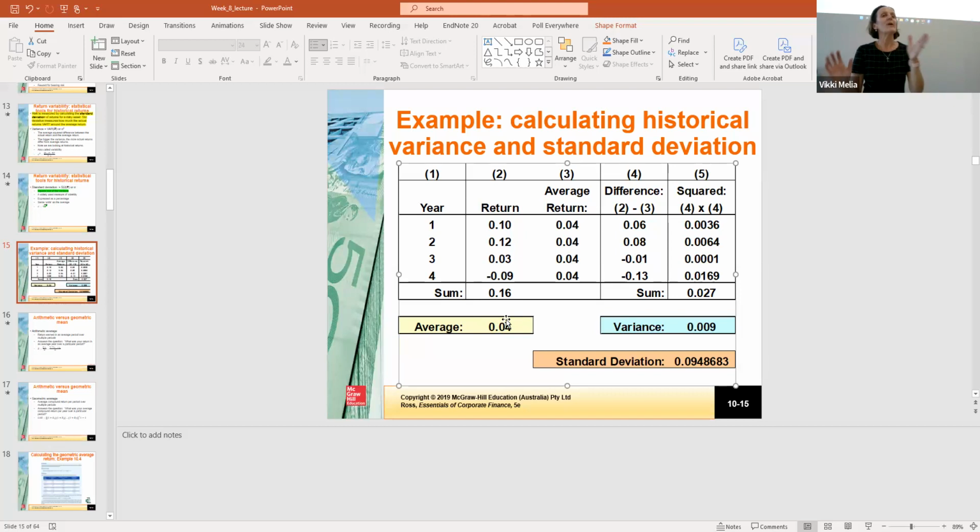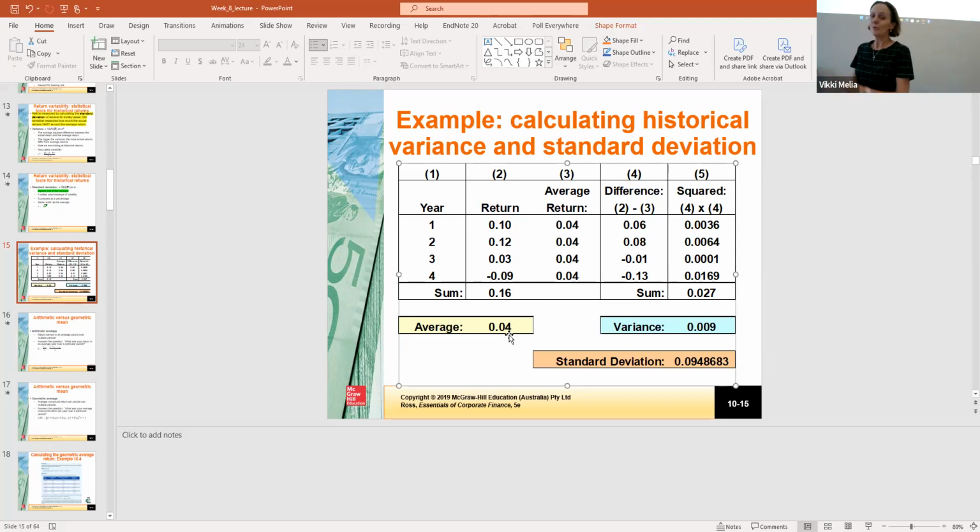So that should always be our first step. We have the historical returns. Step 1, calculate the average return. So add them all together and divide by the number of observations. So add the returns. We got 0.16. There are 4 pieces of data. So divide that by 4 and you get an average return of 4%.